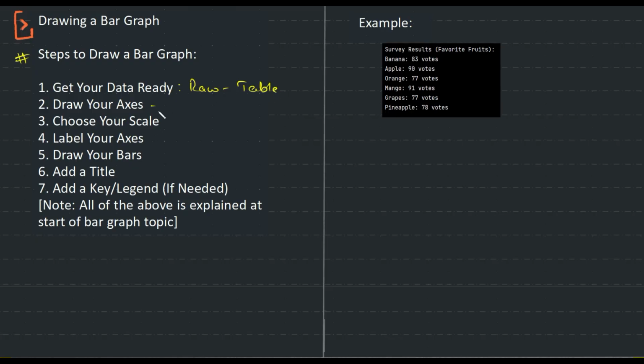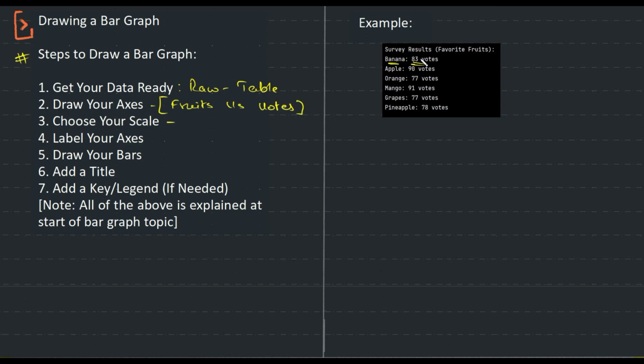Draw your axis. Okay. So basically for that, we need to understand what is the exact data about. So we have fruits and the oats, right? So basically this is fruits versus oats graph.